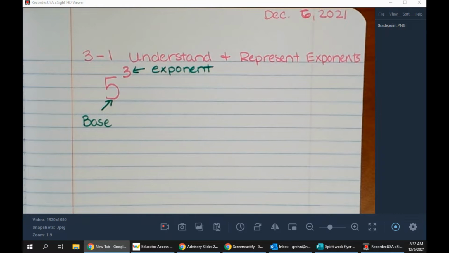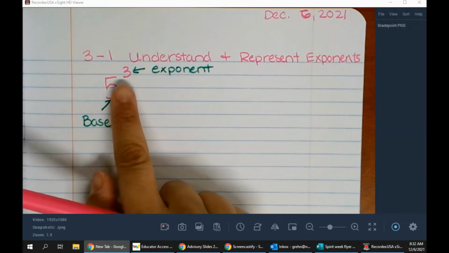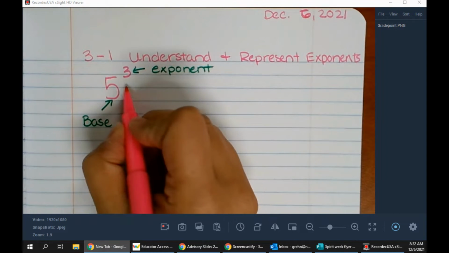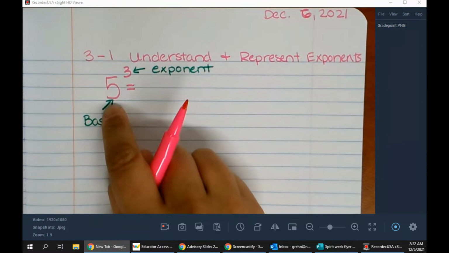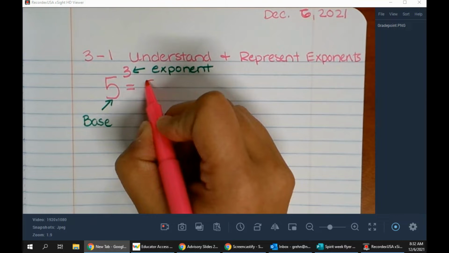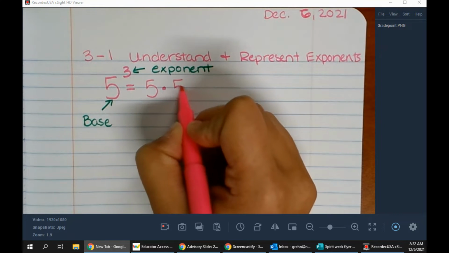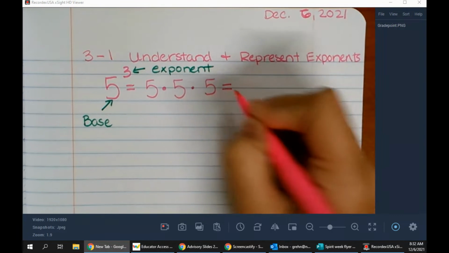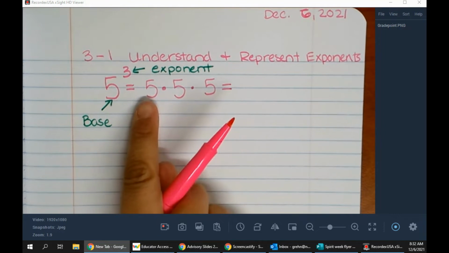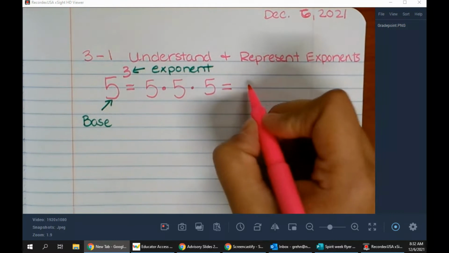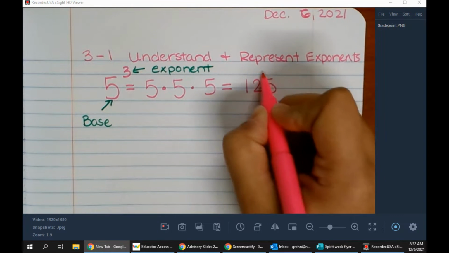And so basically with these exponent problems, the exponent tells you how many times you're going to multiply the base times itself over and over again. So in this case, since we have 5 to the third power, we're going to multiply 5 times itself 3 times. So that would be 5 times 5 times 5. So if you multiply this out, 5 times 5 is 25. And then 25 times 5 is 125.